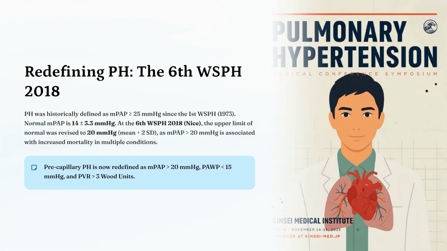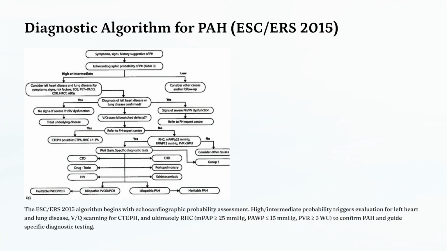At the 6th World Symposium on Pulmonary Hypertension in 2018, the definition of pulmonary hypertension was redefined. The upper limit of normal mean pulmonary arterial pressure was adjusted to 20 millimeters of mercury, reflecting its association with increased mortality. The 2015 ESC-ERS diagnostic algorithm highlights the systematic approach to PAH.